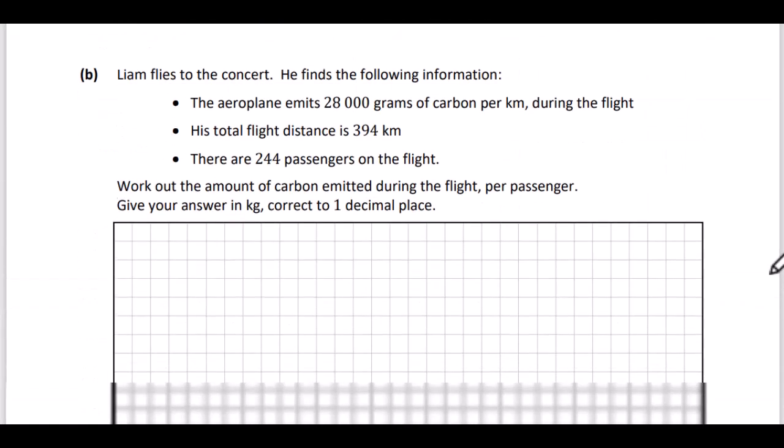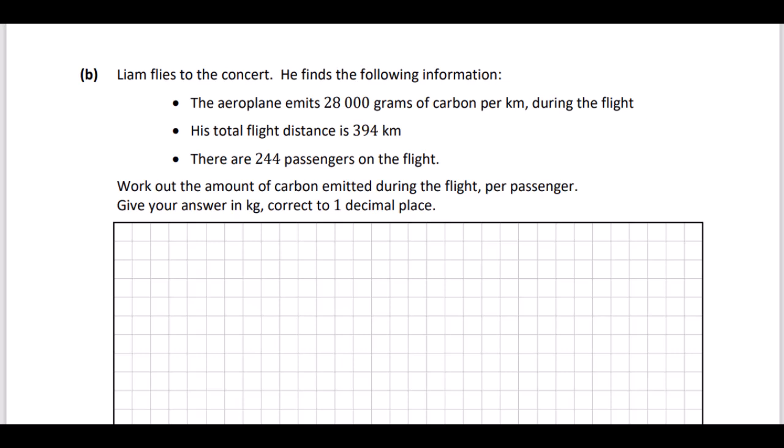Okay, so part B then. Liam flies to the concert. He finds the following information. The airplane emits 28,000 grams of carbon per kilometre during the flight. His total flight distance is 394 kilometres. There are 244 passengers on the flight. Work out the amount of carbon emitted during the flight per passenger. Give your answer in kilograms, correct to 1 decimal place. So we have grams and kilograms, so we just got to be a little bit careful there.